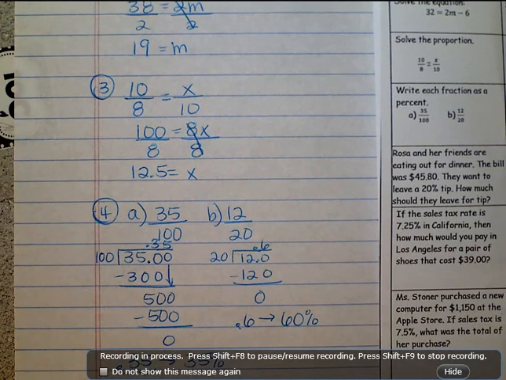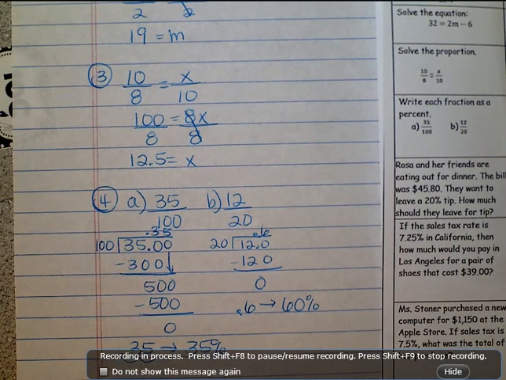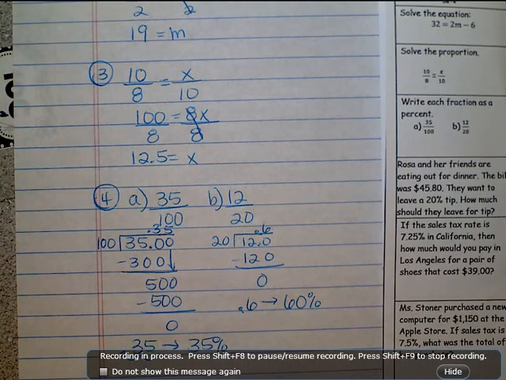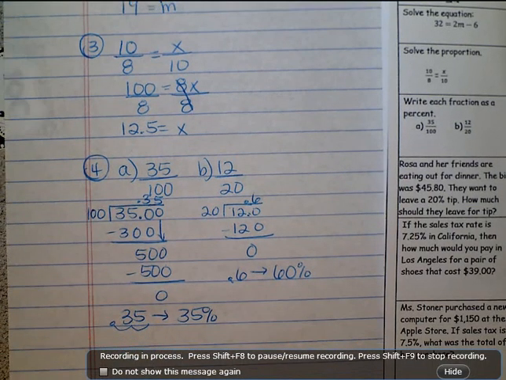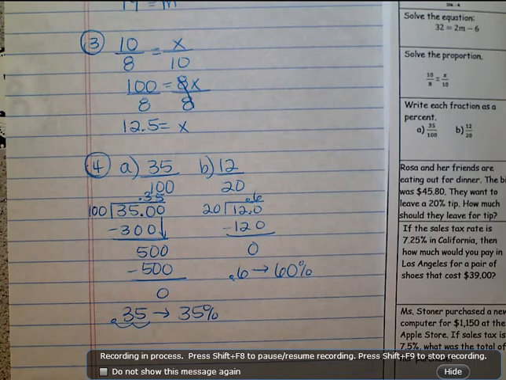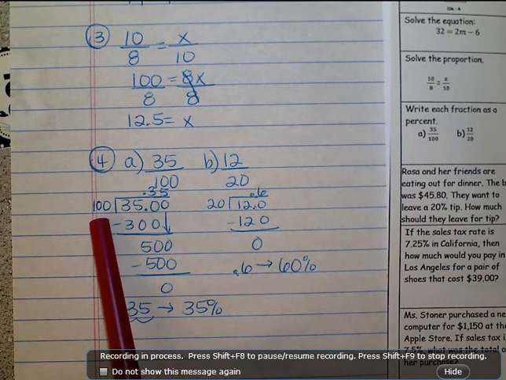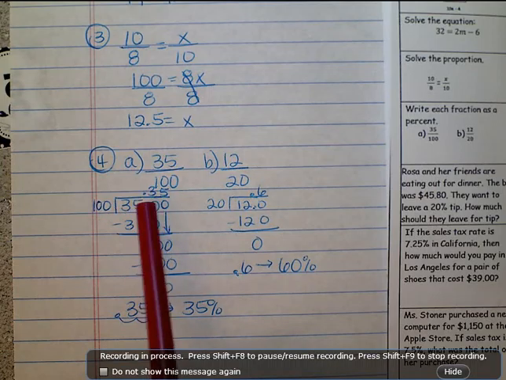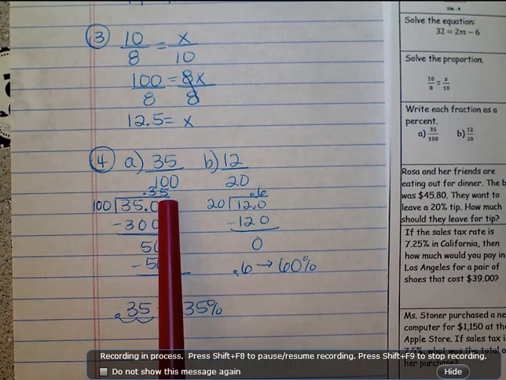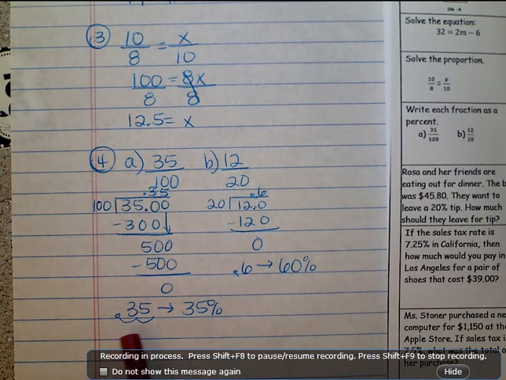On number 4, it asks me to write each fraction as a percent. Well, to write them as a percent, first I need to convert these fractions to decimals. To do that, you always divide the top number by the bottom number. So when I divide 35 by 100, I'm left with a decimal 0.35. We know that to convert a decimal to a percent, we swoop to the right twice. So when I do that, I'm left with a percentage of 35%.